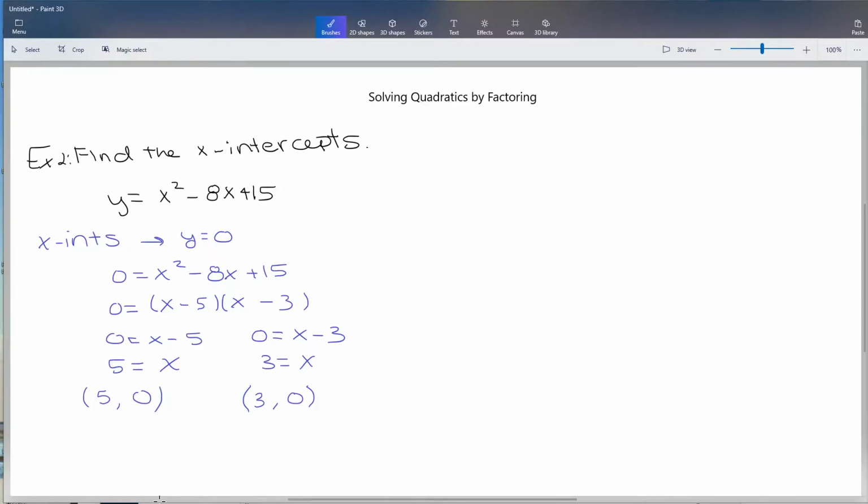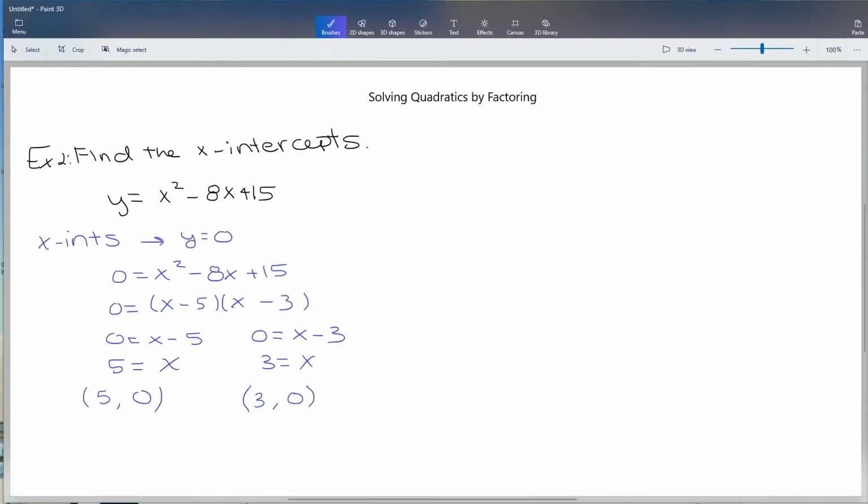Okay, so I want to point out the relationship here between the factors x minus 5, x minus 3, and the x-intercepts, right? 5, 0, and 3, 0. You can see that there's a direct correspondence between the factor x minus 5, the solution x equals 5, and the x-intercept 5, 0. Okay, and the same with this factor. There's a direct correspondence between the factor itself, x minus 3, the solution x equals 3, and the x-intercept 3, 0.